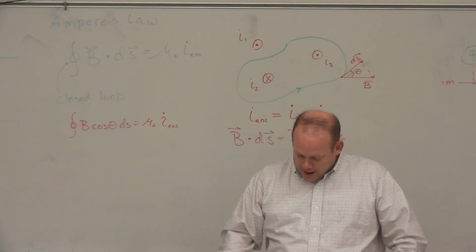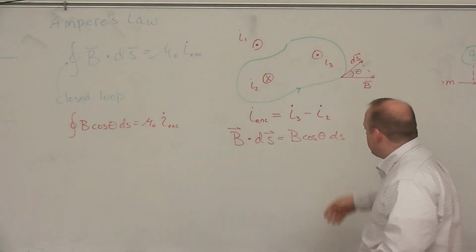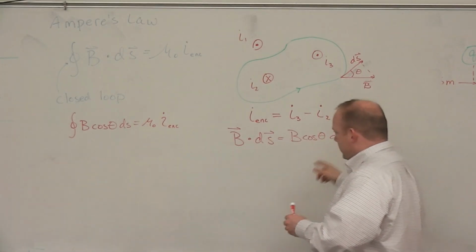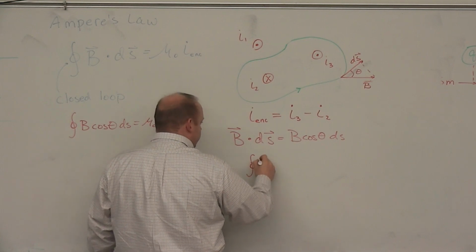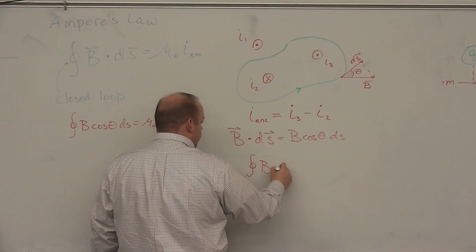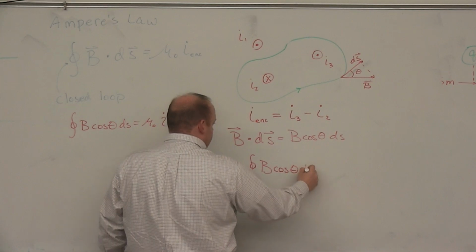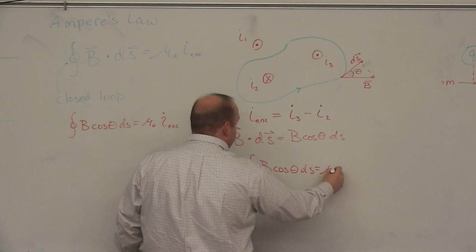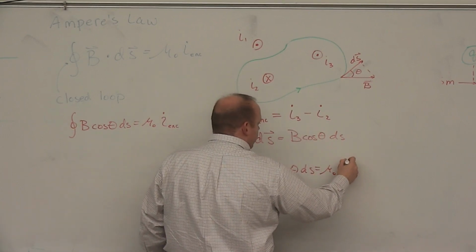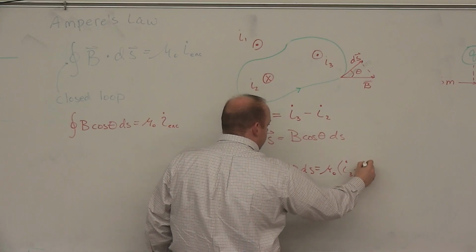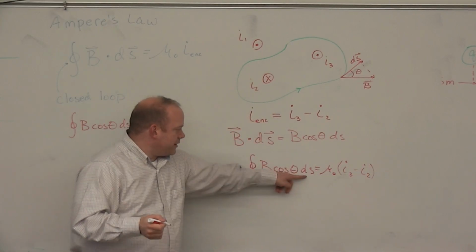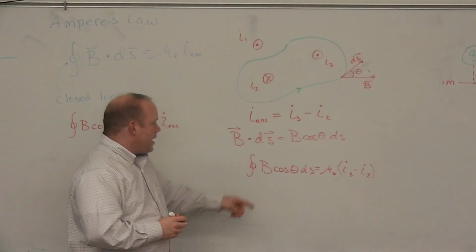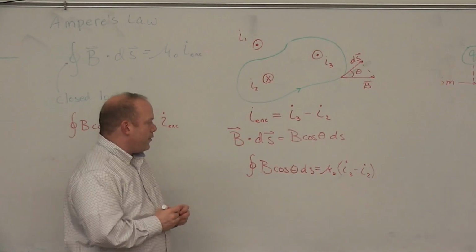So now, let's talk about this specific case. I would say my integral, using Gauss's law, would be B cos theta ds equals mu naught (I3 minus I2). Now, I don't have enough information to do this part, especially with the ds. B is going to vary along that.